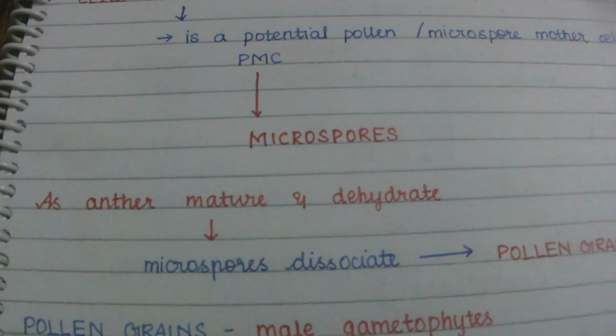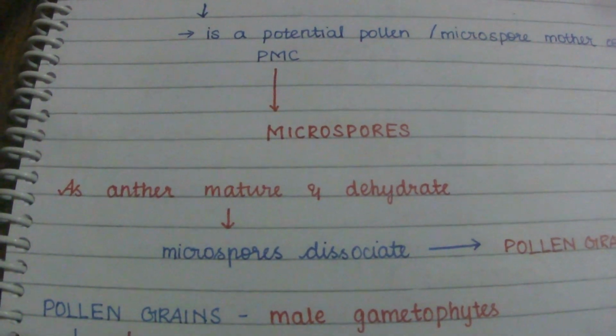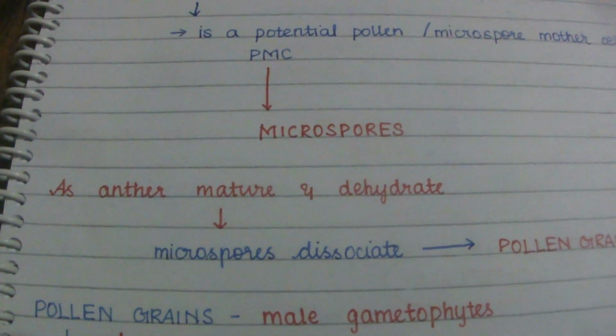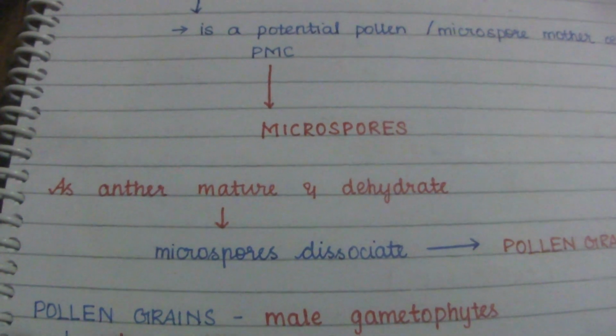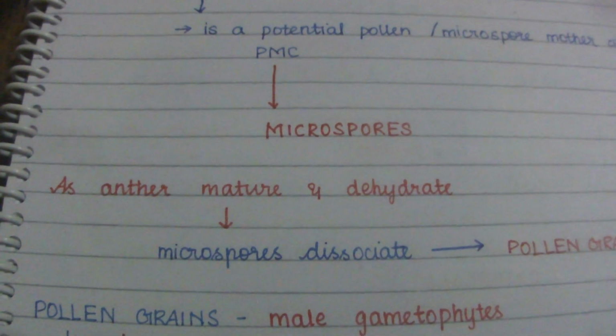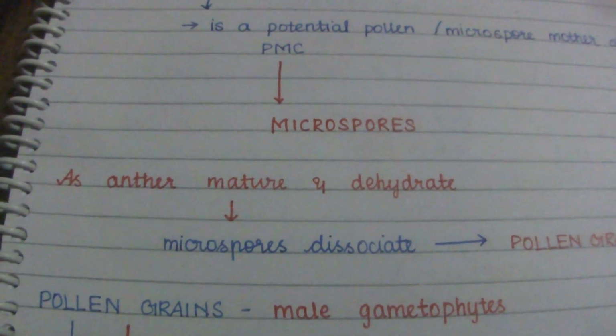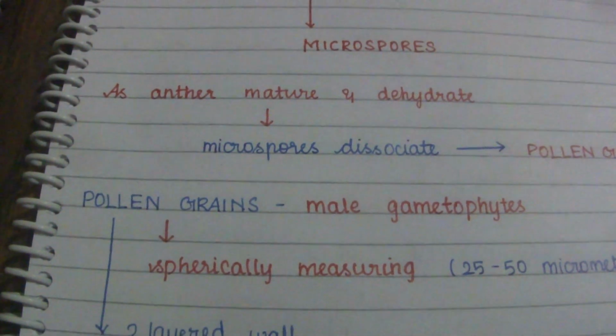As the anther develops, the sporogenous tissues undergo meiotic division, and by this meiotic division the microspores are formed from the pollen mother cell. This process we call microsporogenesis.